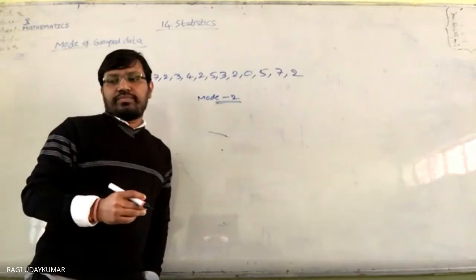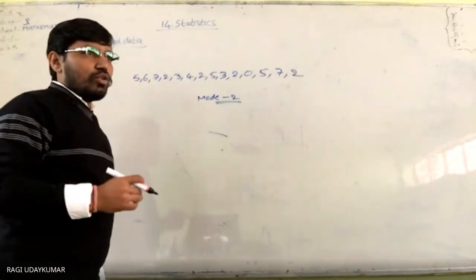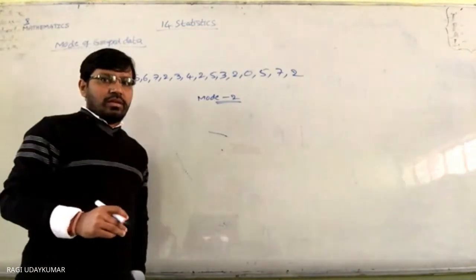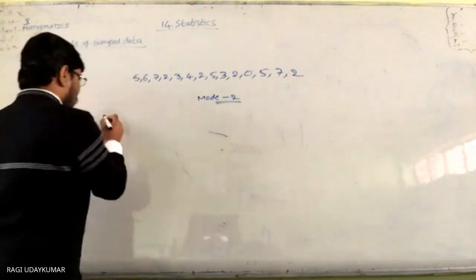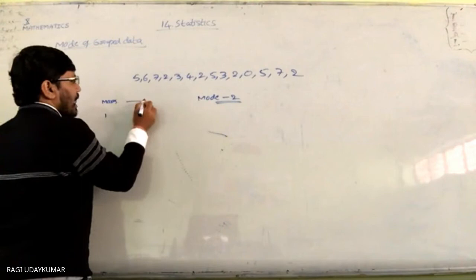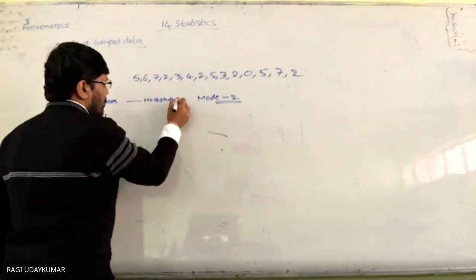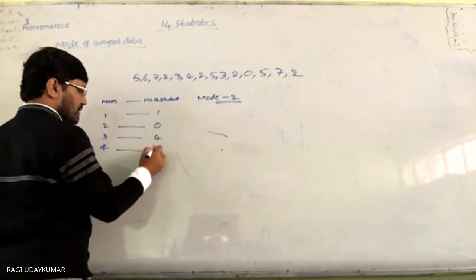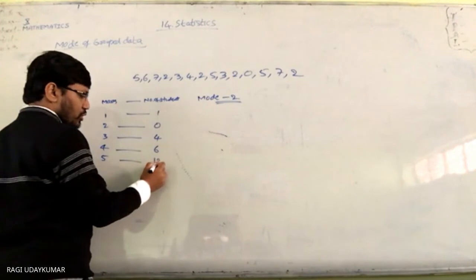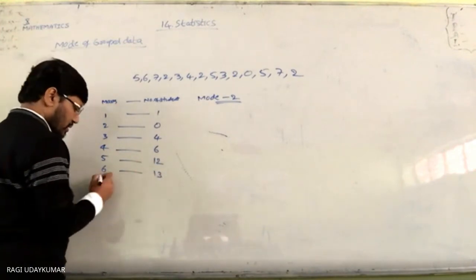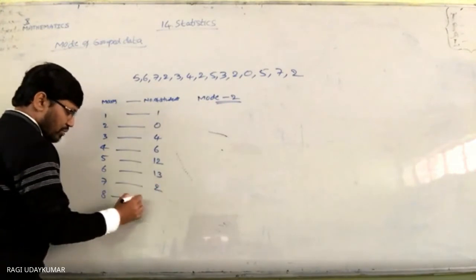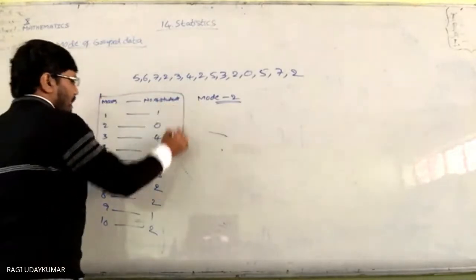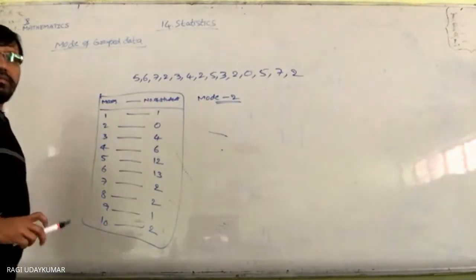Sometimes the ungrouped data is given in another way. Suppose I am collecting your marks out of 10. How many members got 1 mark? Marks and number of students: 1 mark got by 1 student, 2 marks got by 0 students, 3 marks got by 4 students, 4 marks got by 6 students, 5 marks got by 12 students, 6 marks got by 13 students, 7 marks got by 2 students, 8 marks got by 2 students, 9 marks got by 1 student, 10 marks by 2 students. Like this, the data is given to you in a tabular form. Actually, it is also ungrouped data, but given in a tabular form.